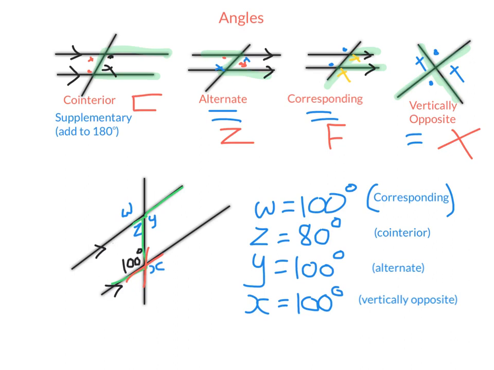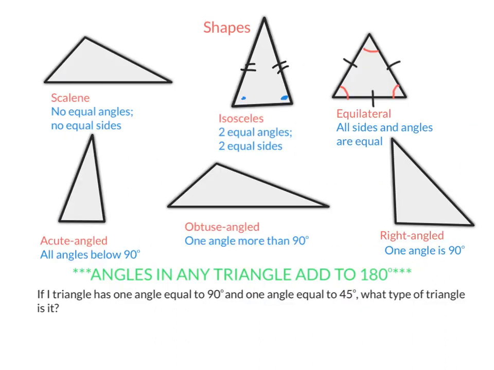Now we're going to move on to different types of shapes. You would already know that if a shape has 3 straight edges, we call it a triangle. There are different types of triangle.